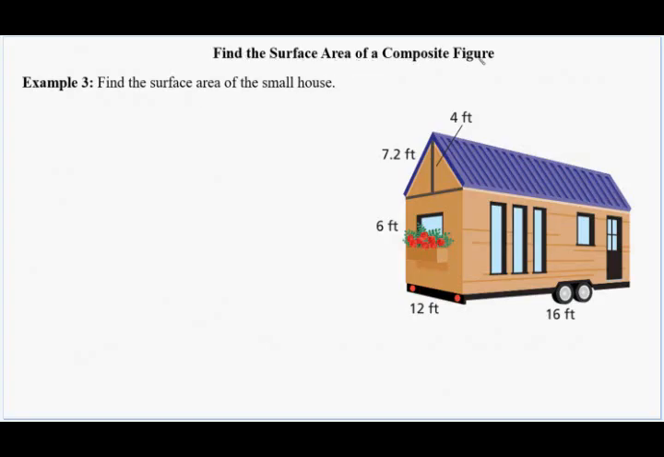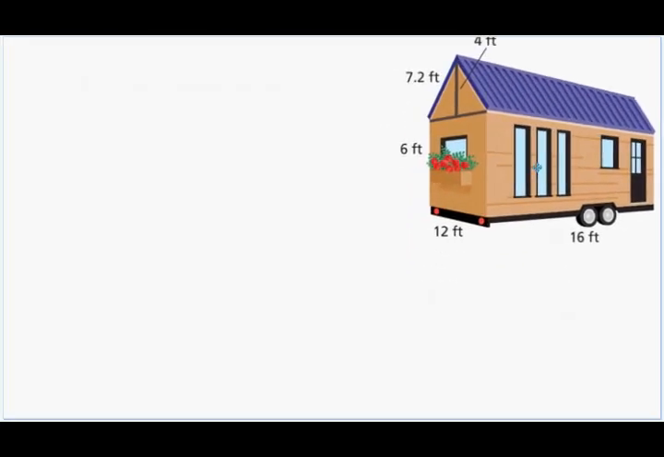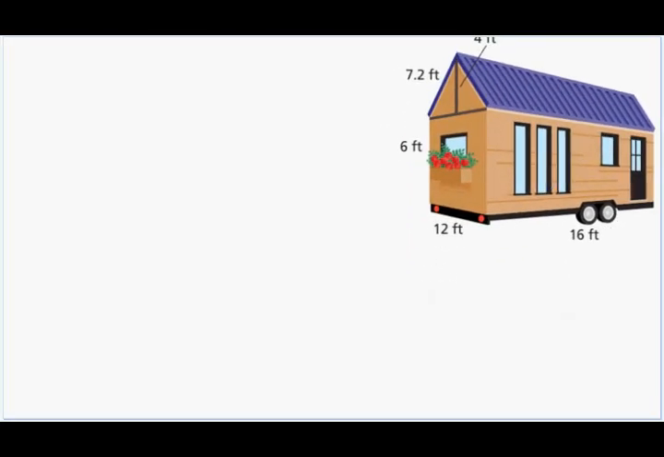Find the surface area of this composite figure. We've got a small house. So I'm going to move this up here so I have a little more room, and I'm going to try to color code this as best I can. Let's start with the front of the house. I'm going to sort of block it off in a red rectangle. So that's the front of the house, and around here to the back, we will have a mirror image.